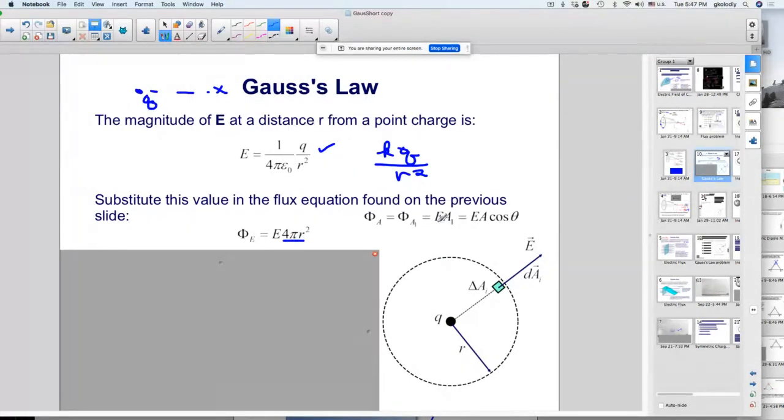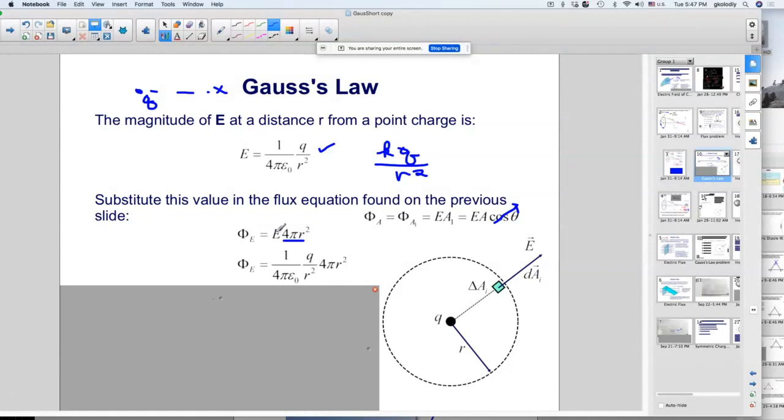Okay, so we're going to use this equation that the flux through here is E times A. There's no cosine theta, so it's just E times A, because both E and A are in the same direction. So all we've got to do is plug in for A the area of this ball that's enclosing this Q, and that's 4 pi r squared. So we're going to put that in for E over here. We know that E due to a point charge is 1 over 4 pi epsilon naught times Q over r squared. That's E.